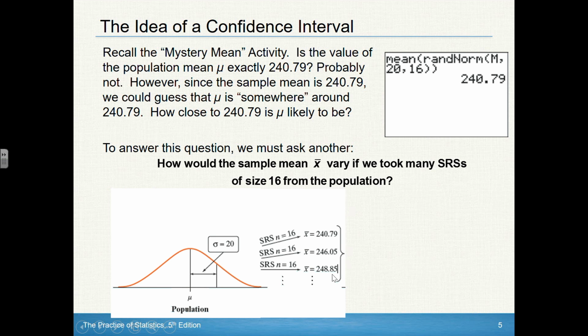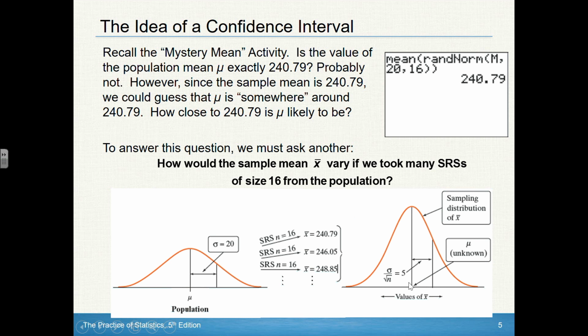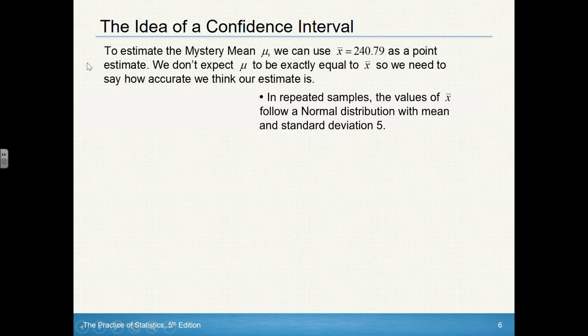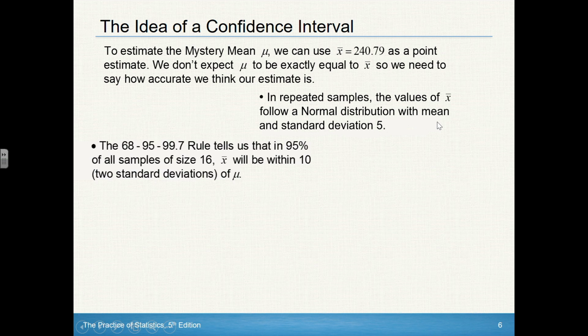Now, we could take multiple samples and see that we could get different values for that x bar. And what we would be looking for is to see how far we should go on either side to ascertain an interval or range of values. So to estimate the mystery mean mu, we can use x bar equals 240.79 as a point estimate. We don't think mu is exactly equal to that, so we have to say how accurate we think our estimate is. Well, if we were to take repeated samples, the values of x bar follow a normal distribution with a mean of mu and a standard deviation of 5.